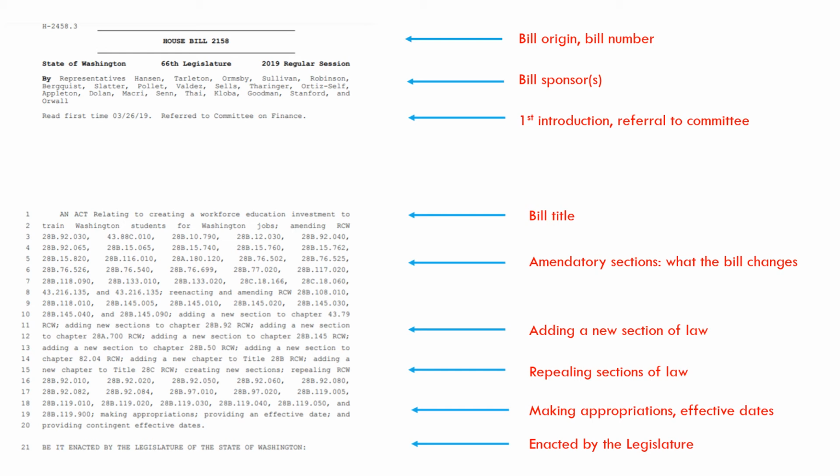The bill title is An Act Relating to Creating a Workforce Education Investment to Train Washington Students for Washington Jobs. There's a long list of sections of law that will be amended, along with new sections of law. Sections to be repealed, which are eliminated, and a section with an appropriation. You'll also see a section with an effective date. Most bills are shorter than this one. I like showing this bill because it shows nearly all the elements of a bill.